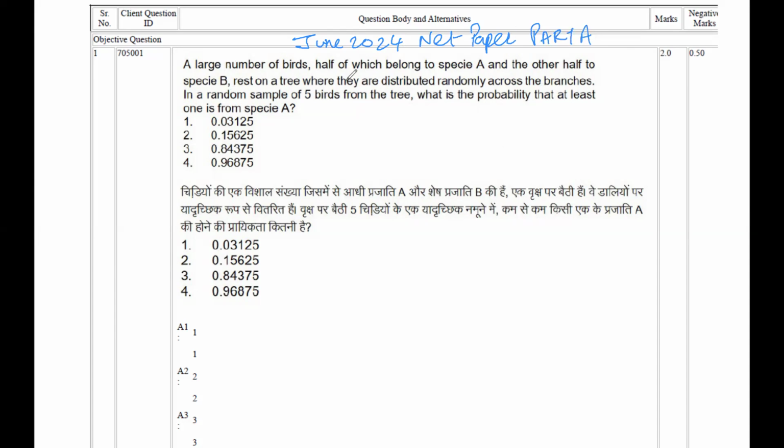A large number of birds, half of which belong to species A and the other half to species B, rest on a tree where they are distributed randomly across the branches. In a random sample of 5 birds from the tree, what is the probability that at least one is from species A? Okay. Now, had they not used the word at least, what is the probability that one is from species A?